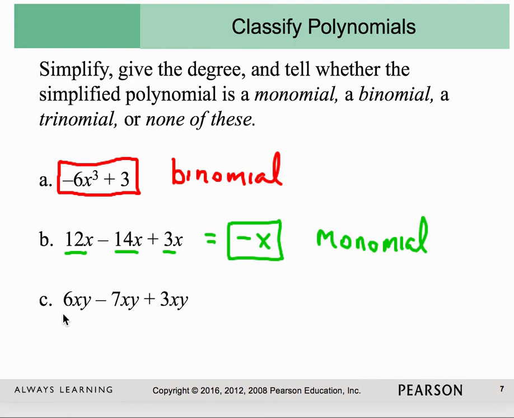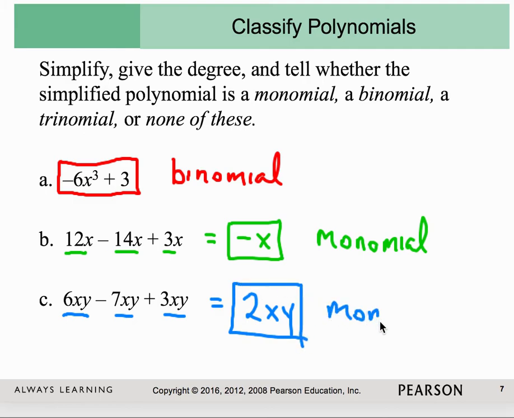And finally, see, this is xy, that's an xy, that's an xy. Hey, I can combine them all again. 6 of these xy things, if you take away 7 of the same xy things, you'd have negative 1. And then if you add 3 more, you'd have 2 of those xy things. And it's a monomial because it just has one term.